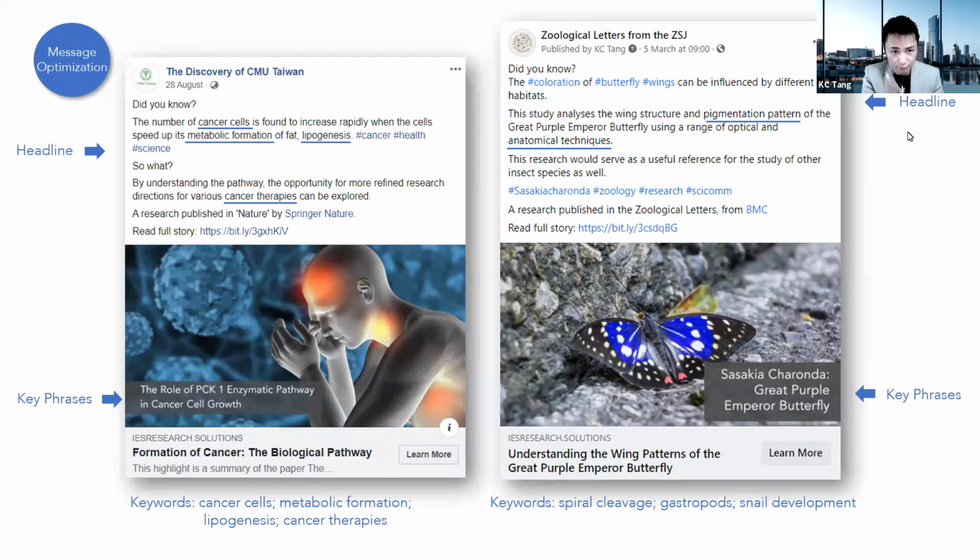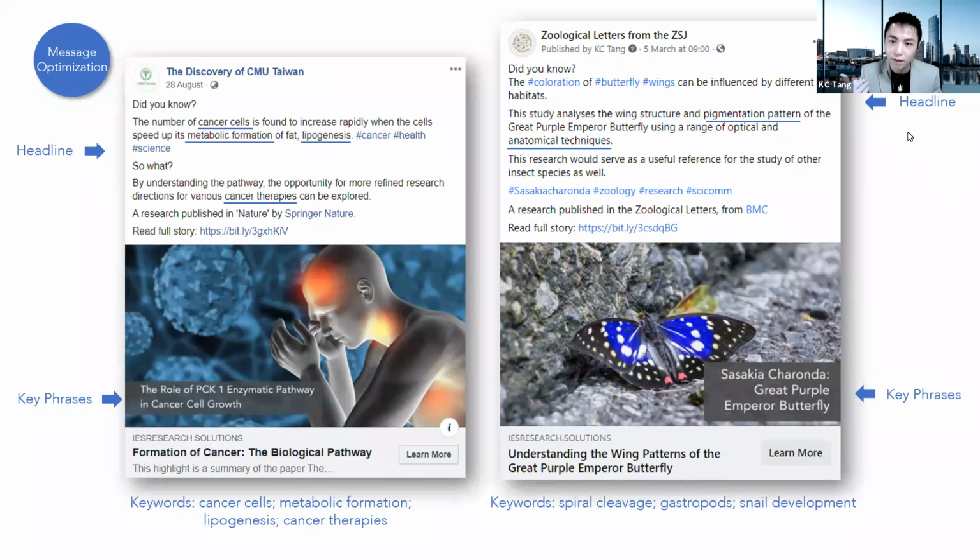Let's say this one on the left-hand side, Discovery of CMU Taiwan. This is a university, so we promote individual research papers for this university. You can see we have a headline and key phrases, using some selected keywords to form these key phrases to do the targeting.